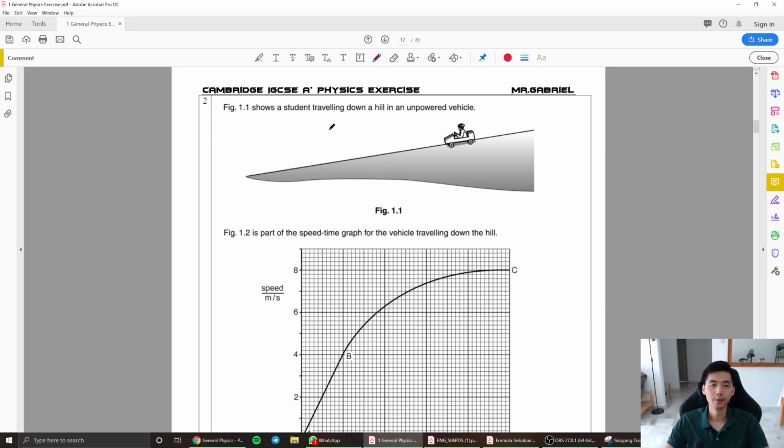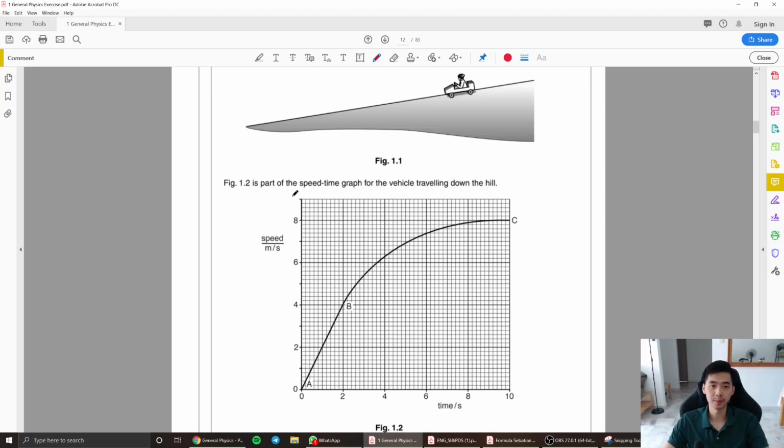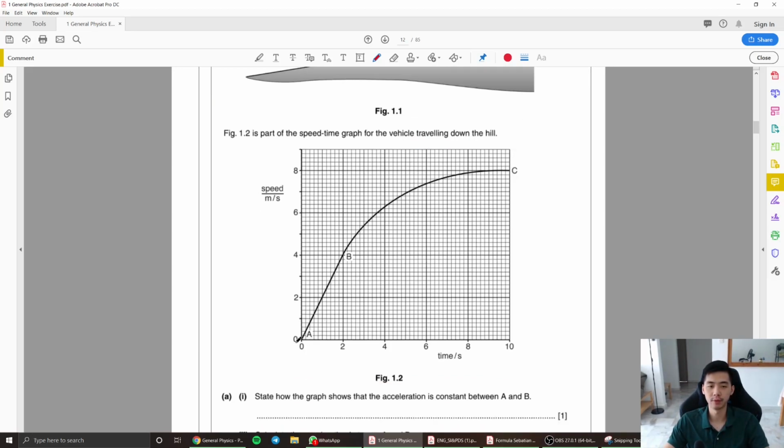Next. Figure 1.1 shows a student traveling down a hill in an unpowered vehicle. Figure 1.2 is part of a speed time graph for the vehicle traveling down the hill. You can notice that from A to B it is actually one straight line, then B onwards it is actually curving. This indicates that it has constant acceleration here. Decreasing gradient means to say decreasing acceleration.